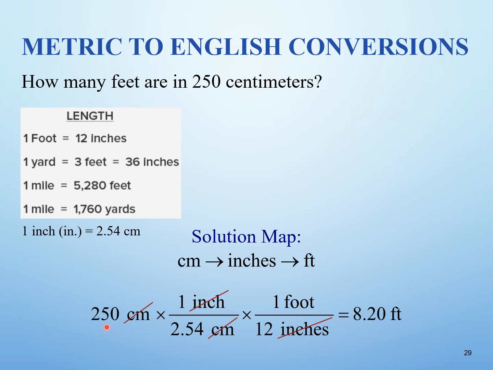In this case, we keep 8.2. Technically, if it's just 2 sig figs, you would have kept 8.2 feet, because we're not really sure if this was significant. If it was, they should have written it in scientific notation, correct? And this number has 3 sig figs, okay?